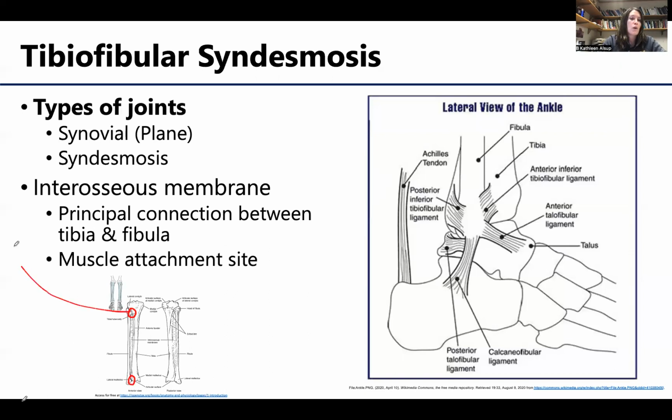This proximal tibiofibular joint is a synovial joint, specifically a plane joint. There's very slight gliding movements occurring there. The interosseous membrane, as well as the distal tibiofibular joints, are syndesmoses. So these are examples of fibrous joints. They will allow a little bit of movement to occur there, certainly not to the level of what we had between the radius and the ulna.